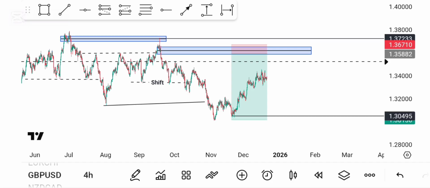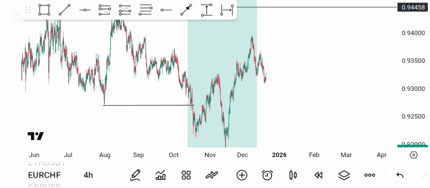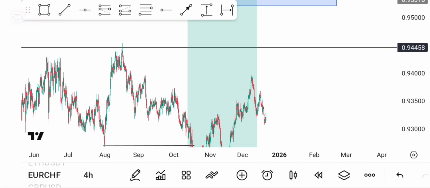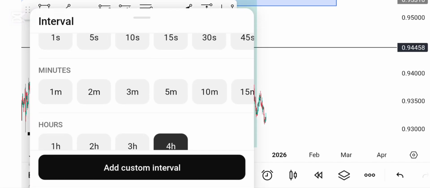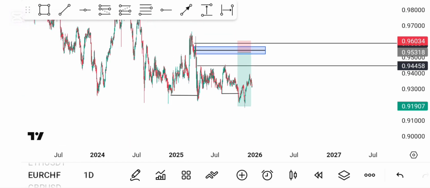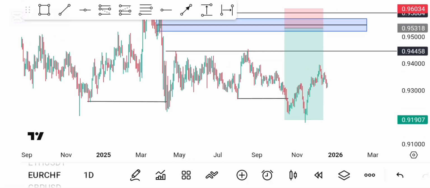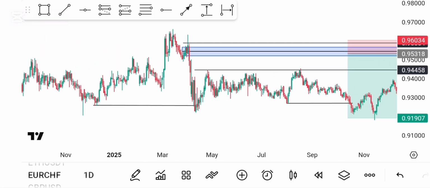I think I should do one more pair. Let me do Euro. I think I should do EURUSD. I also saw a setup on EURUSD. So let's scale to the daily time frame as well. On the lower time frame, you will not see anything there, but when you scale to the daily time frame, you'll be able to see everything clear. So what is this? This is my expectation.